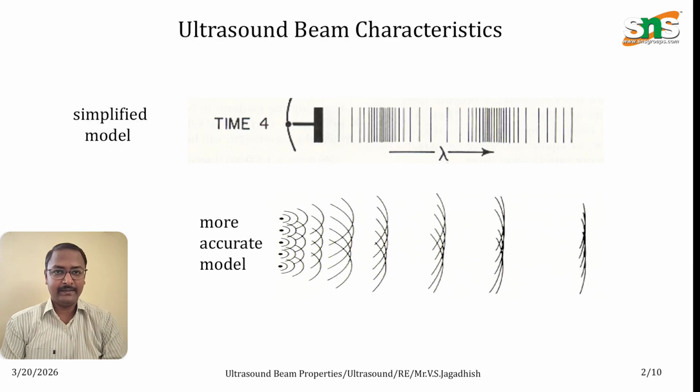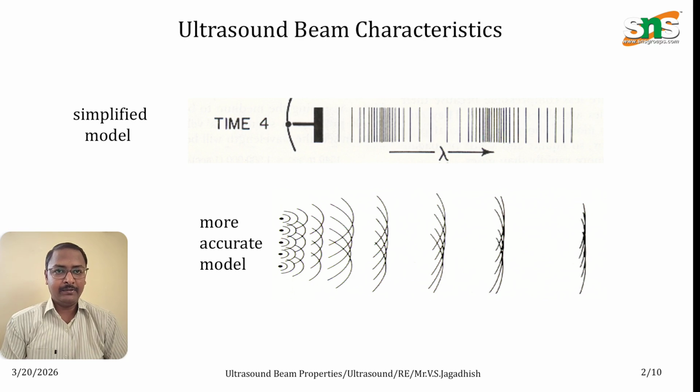Let's move on to the first slide. Here I have given a simplified model and an accurate model for your understanding. First we will discuss the simplified model. The dark rectangle over here, before the number 4, is a piezoelectric crystal. Lambda represents the wavelength of the sound wave produced from the piezoelectric crystal. When the crystal vibrates, we have already explained how compression and rarefaction are produced.